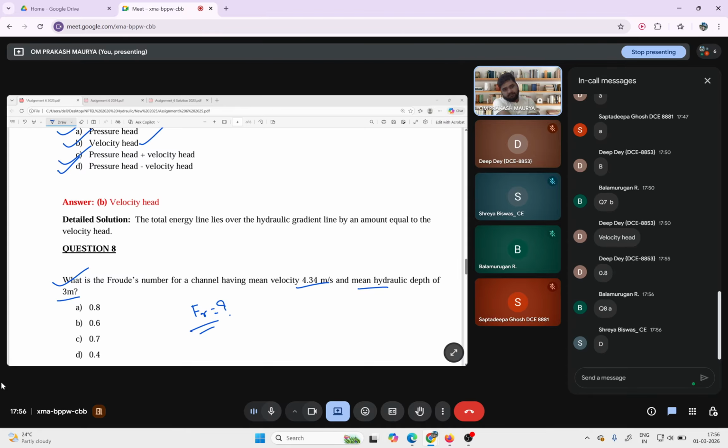For 8, Bala is telling A option, Shreya is telling D option 0.4, Bala telling 0.8. Okay. Oh, Deep is also telling 0.8 for this. Okay, nice.